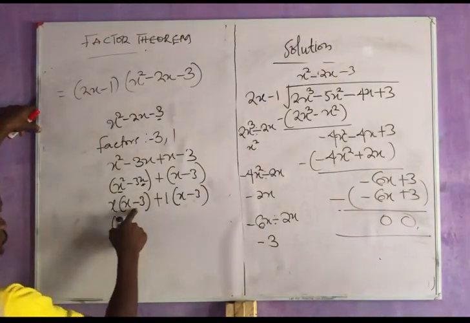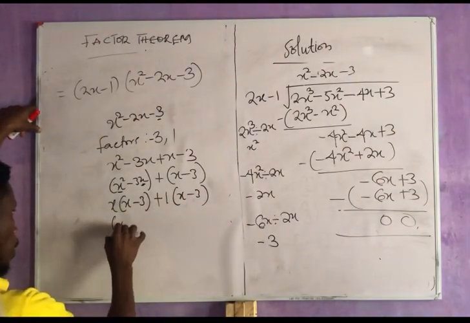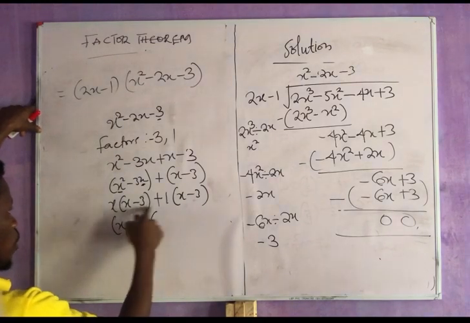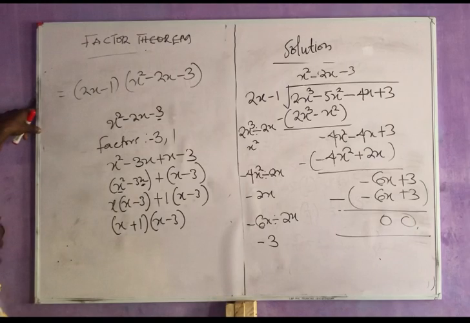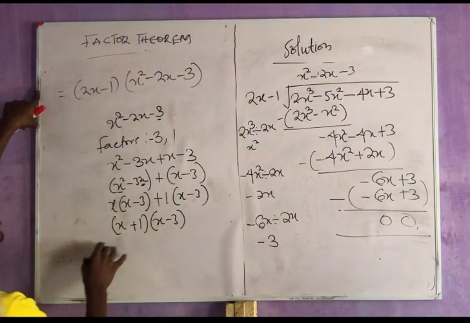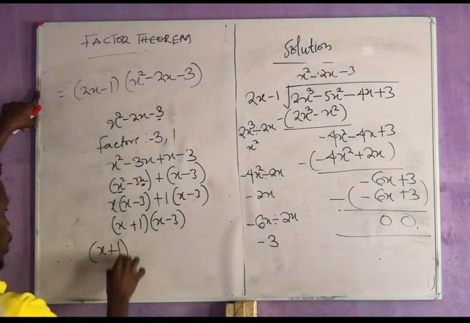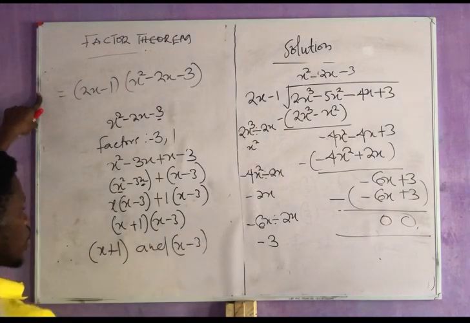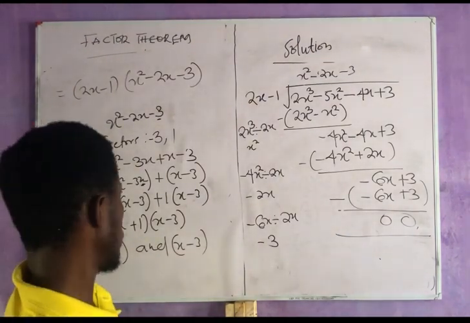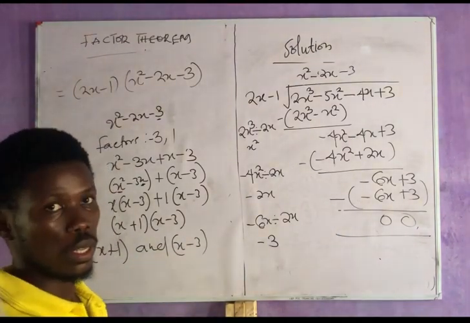So since this and that are the same, I'll pick the outside ones. I'll pick one of them, which is x minus 3. Therefore, the other two factors are x plus 1 and x minus 3. These are the other two factors we are talking about. Thank you very much.